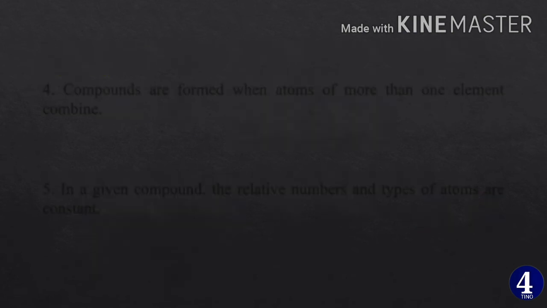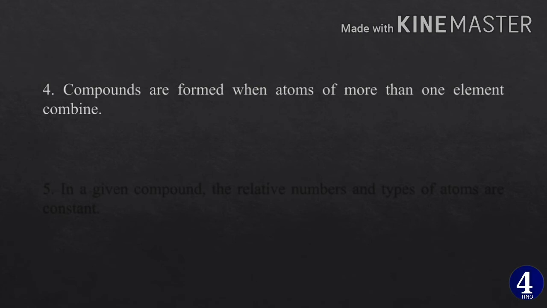Okay, the fourth postulate of Dalton's atomic theory is that compounds are formed when atoms of more than one element combine. Yes, as we have seen earlier, four greens are combined with two blues in order to give us a compound which consists of a blue combined with two greens, a blue combined with two greens. Similarly, as you can see here, a molecule of a green plus a molecule of a blue will give us, because of exchanging or rearrangement of atoms, they will form, okay, when atoms of more than one element, this element and this element, combine with each other in order to make a compound.